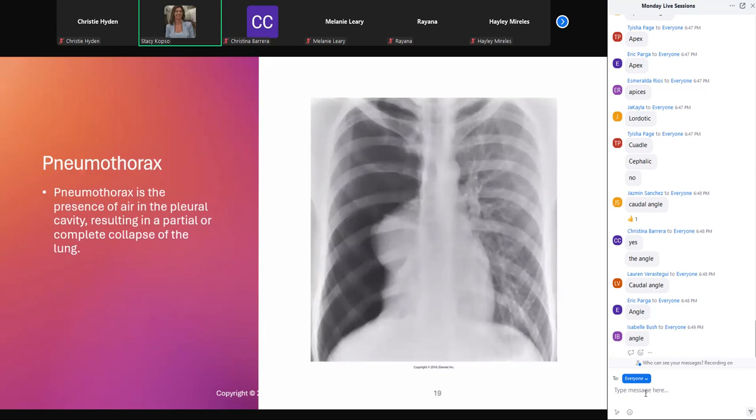Pneumothorax, there's our air pathology, our destructive disease. It's the presence of air resulting in that partial or complete collapse of the lung. So this is going to be one of your destructive diseases in which you would have to decrease your technique for. And like we said, if they're a non-ambulatory patient and we have to do a decubitus, it's going to be air side up.